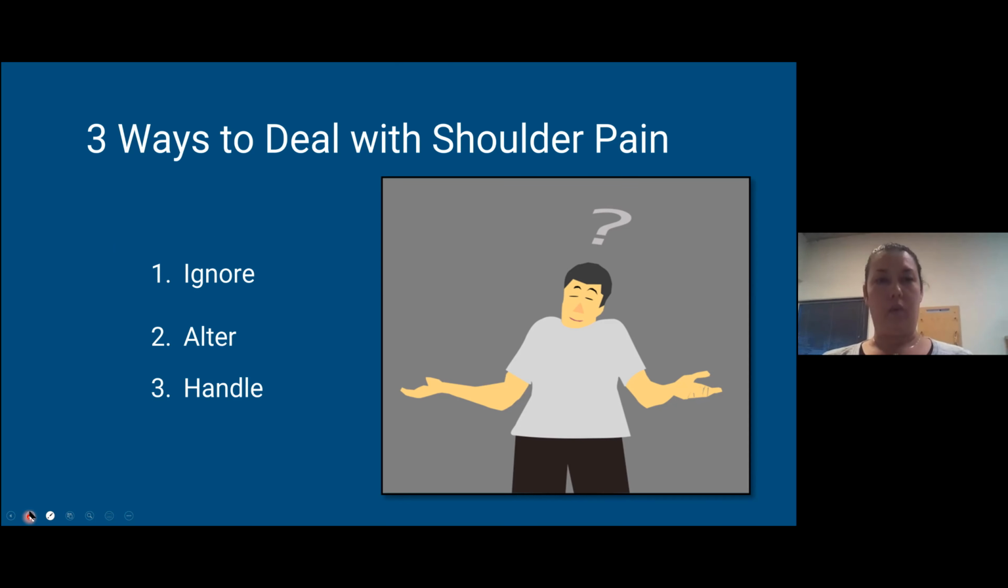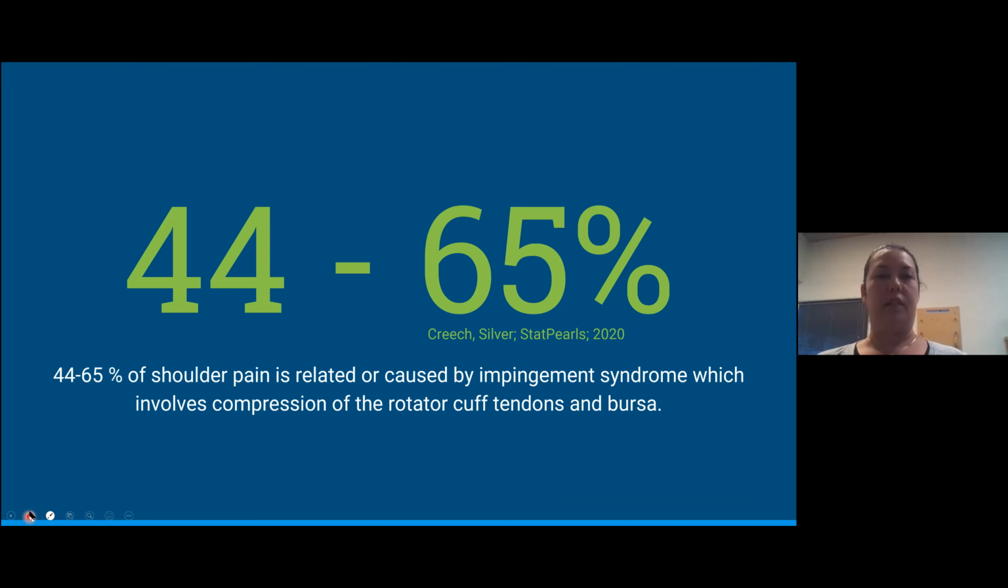The second way that people deal with pain is that they alter it. And that means you take a medication or you get maybe an injection or shot, but that is only masking the pain. That's not really managing the cause of the pain. So the third way is actually the most important way to deal with pain, and that is to handle it. You want to address your pain head on, seek out treatment, and figure out what is causing our shoulder pain. So we're going to discuss some possible causes right now.